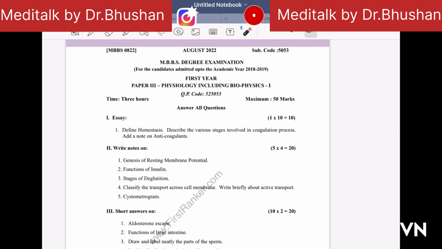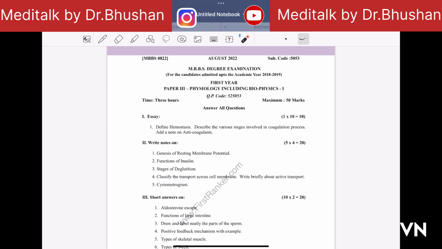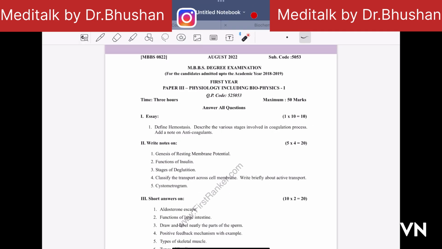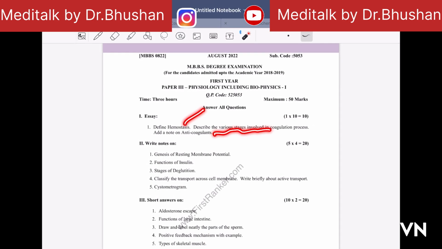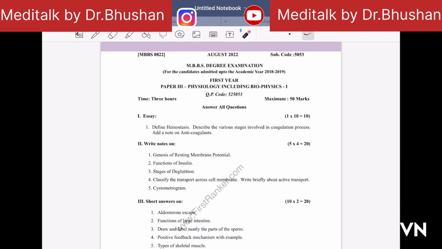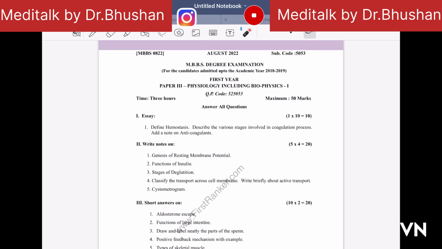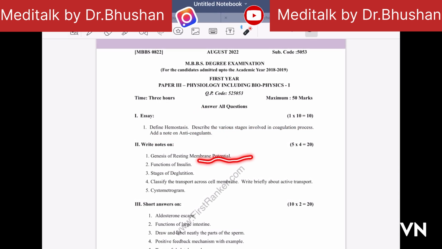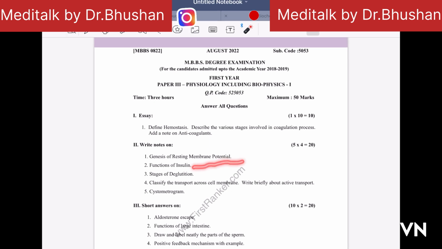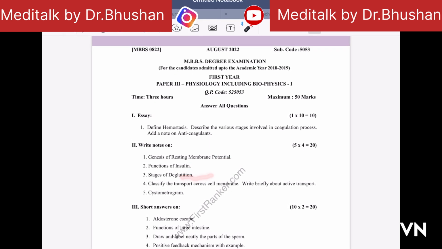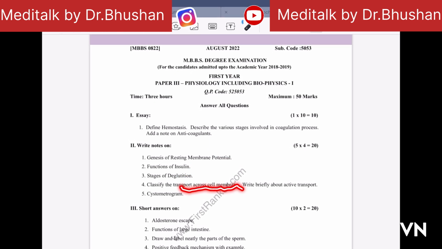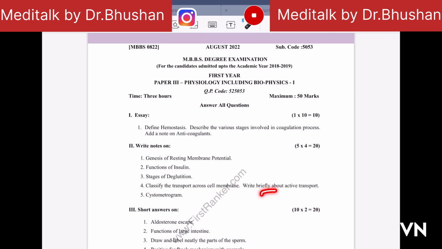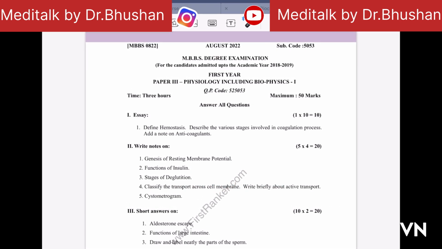August 22, paper 1. Essay question: define hemostasis. Describe the various stages involved in the process of coagulation. Add a note on anticoagulants. Genesis of resting membrane potential, function of insulin, stages of deglutition, classify transport across the cell membrane and write briefly about active transport, and cystometrogram.